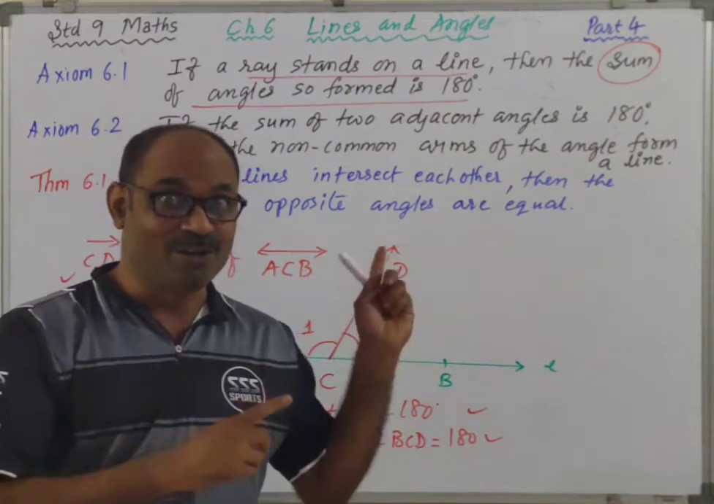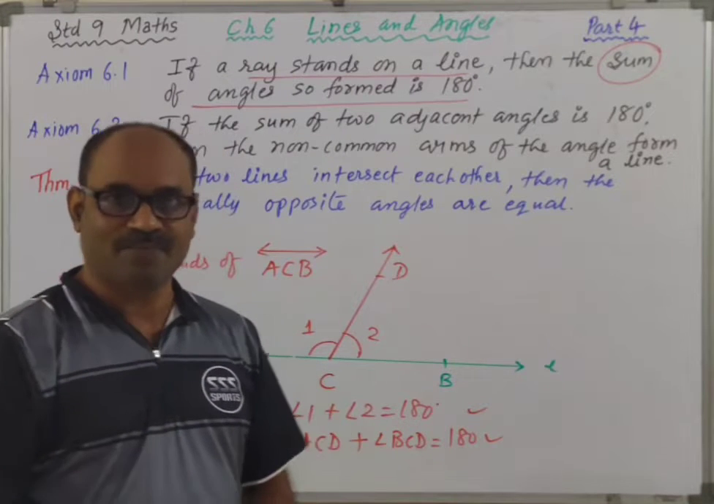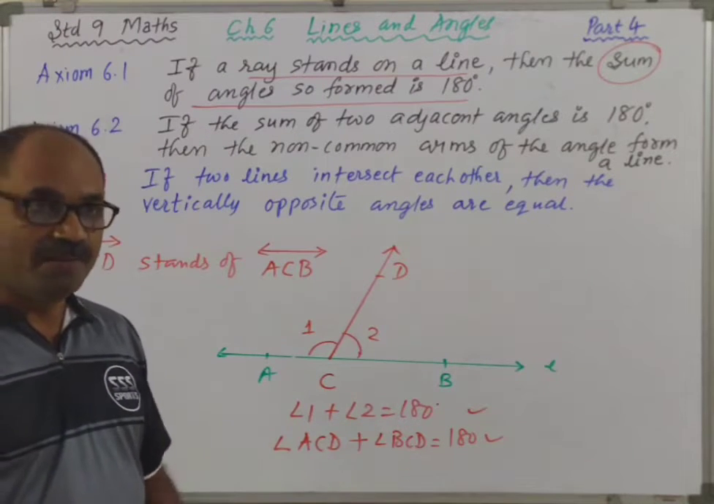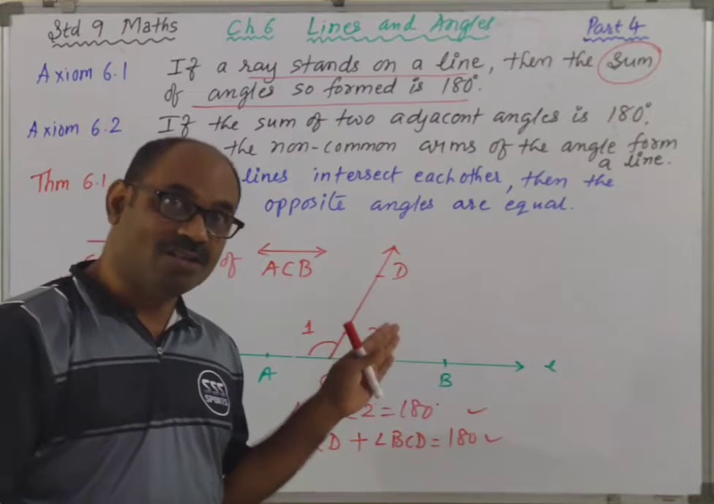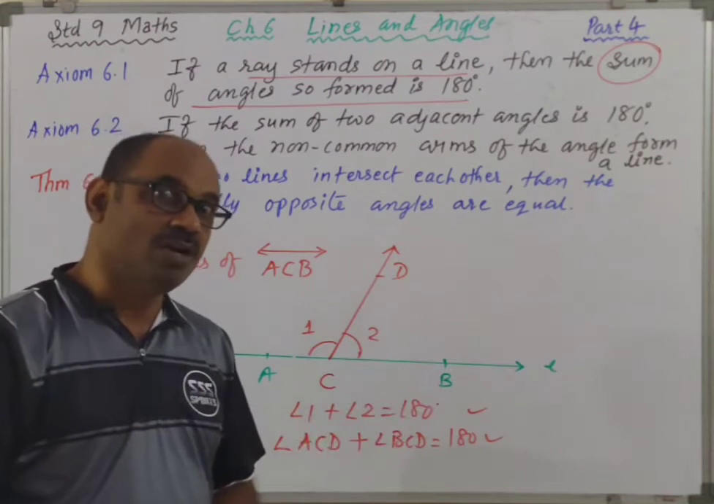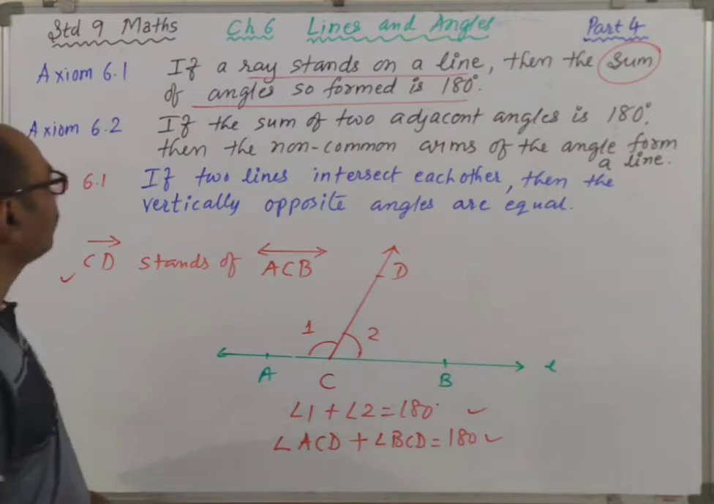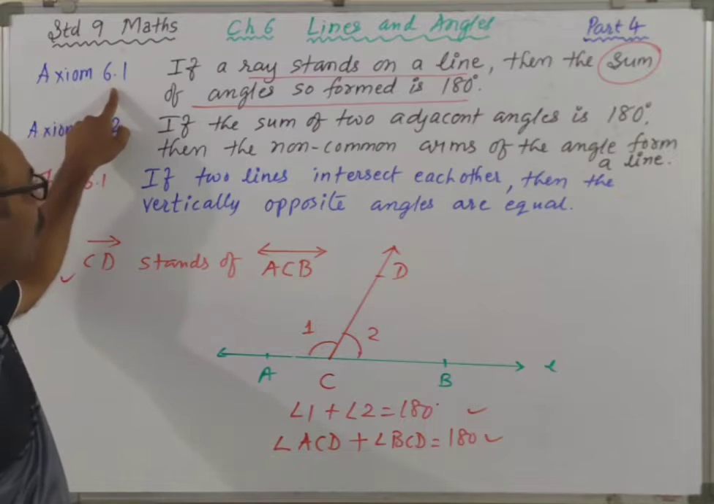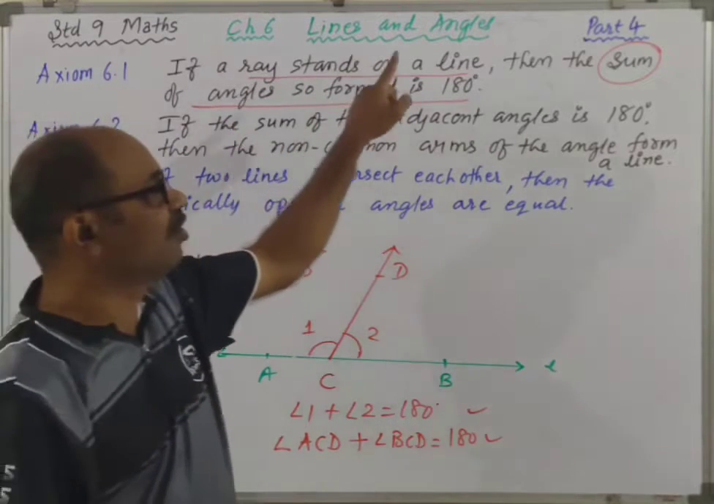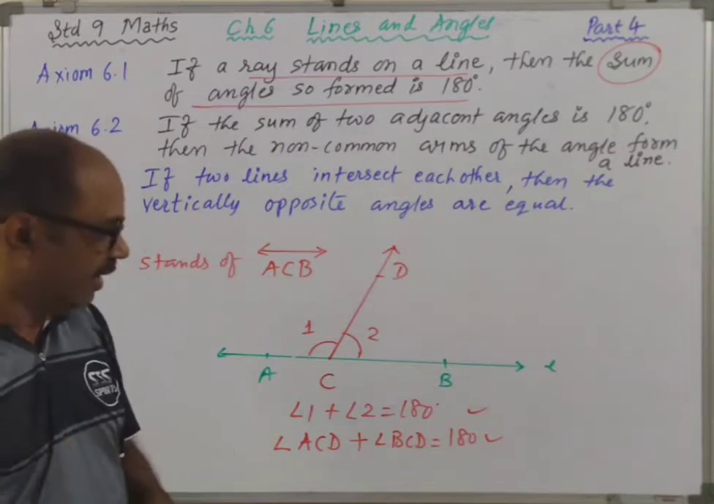Remember, children, we are going to use this axiom 6.1 quite often in this chapter, and in geometry, further chapters also will be using it quite often. Okay, so have you followed? Once again I read the statement. Axiom 6.1. If a ray stands on a line, then the sum of angles so formed is 180.